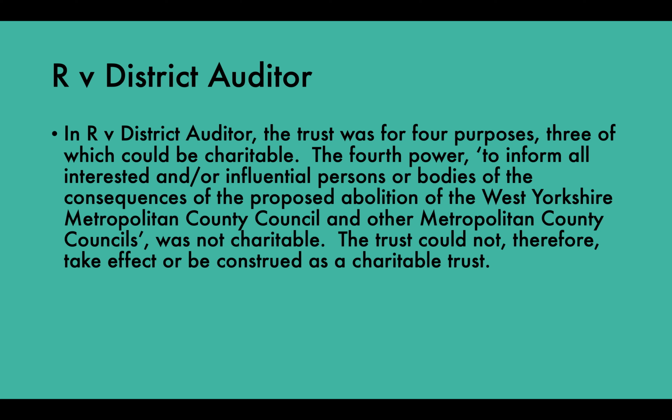And in the District Auditor case, which we looked at a few slides ago, the trust was for 4 purposes, 3 of which could be charitable. The fourth power, to inform all interested and or influential persons or bodies of the consequences of the proposed abolition of the West Yorkshire Metropolitan County Council and other Metropolitan County Councils, was not charitable. The trust could not therefore take effect or be construed as a charitable trust. So because the trust in this case included a non-charitable purpose, the trust could not take effect or be construed as a charitable trust. Hence why the outcome was different in this case.